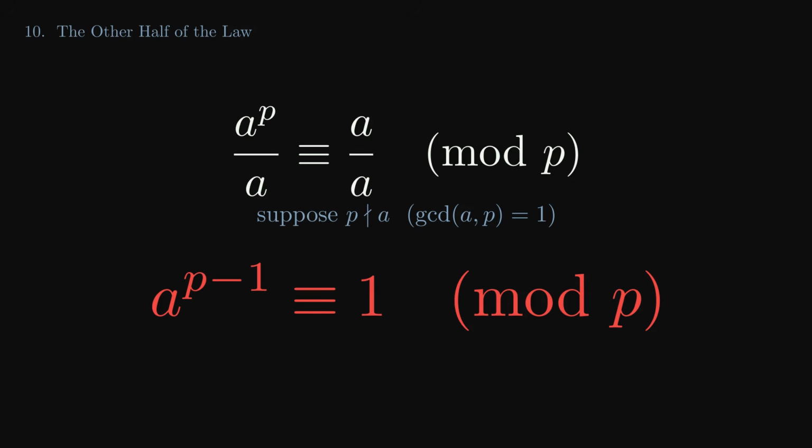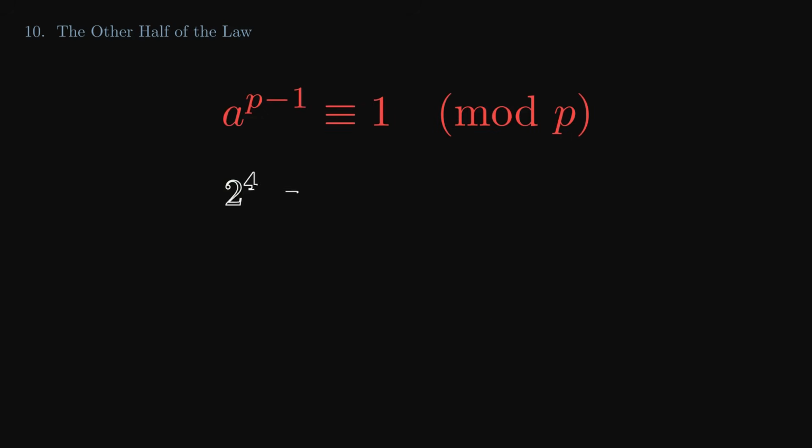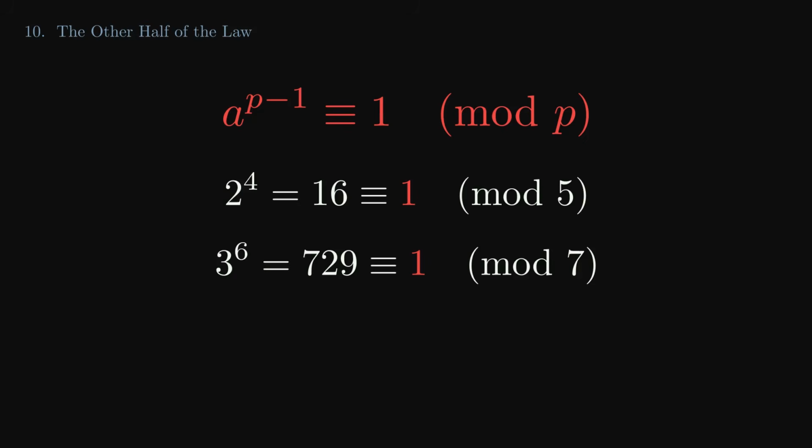Check it. 2 to the 4th is 16. Divide by 5, and the remainder is 1. 3 to the 6th is 729. Divide by 7, and the remainder is 1 again. Every base that avoids the prime, raised to 1 less than that prime, comes back to 1 on the nose.